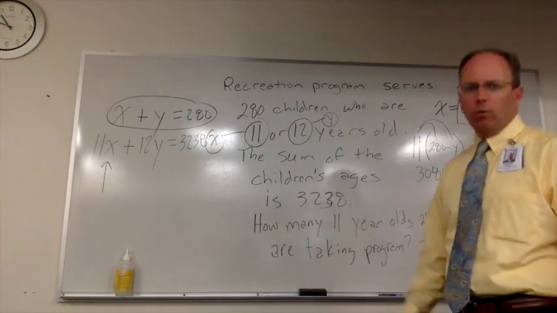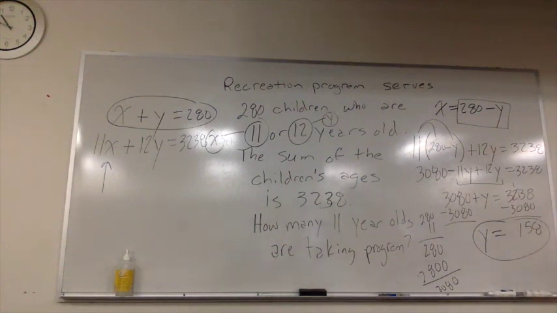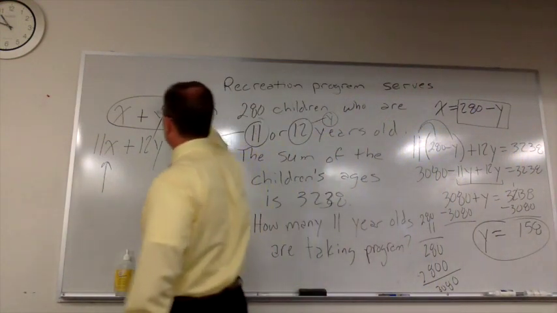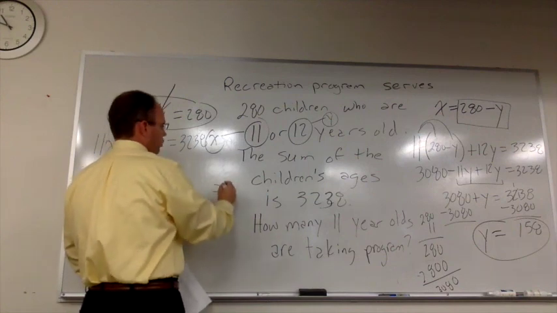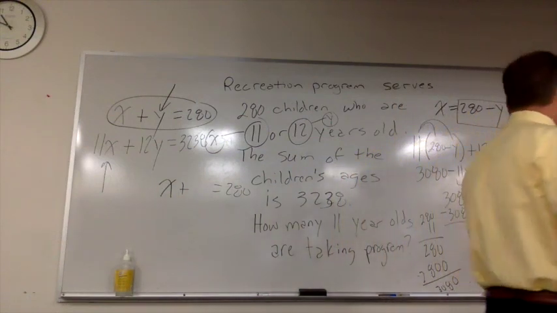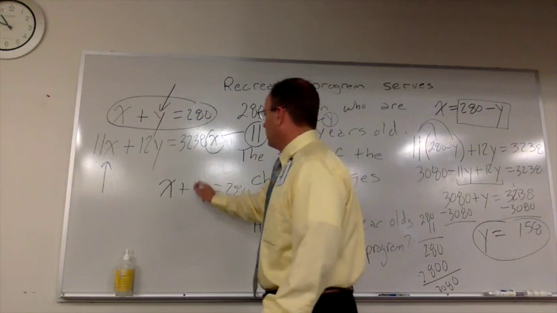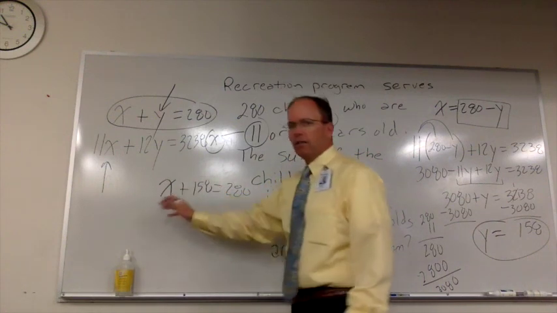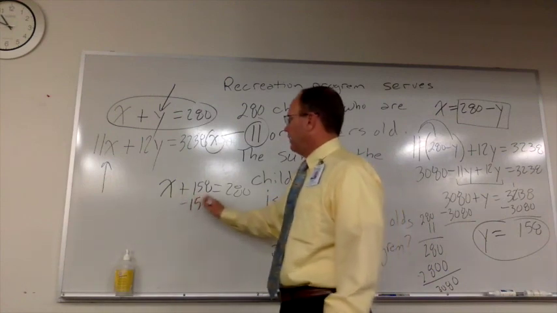What did we say Y was equal to? Y happened to be the 12-year-olds. What do we want? We want the 11-year-olds. That means I use the Y value I just solved. I knew it was X plus Y equals 280, but now I know I have 158 of my Y's, so I'm going to plug this in. I get X added to 158 is equal to 280. Subtract 158 from both sides.